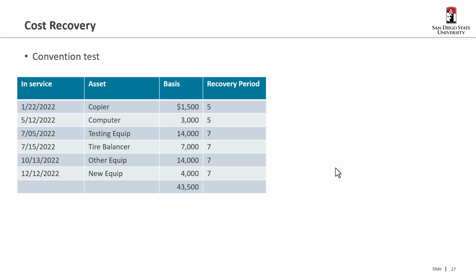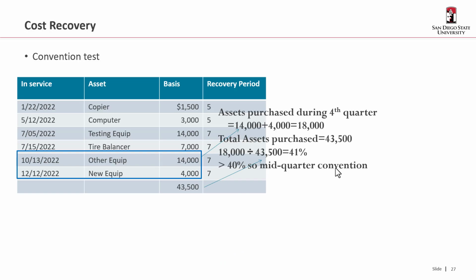So I've reorganized everything in the order in which it was placed in service so that we can isolate items placed in service in the fourth quarter. That would be the new item plus anything that was previously listed, which is the item in October. That's a total of 18,000. 18,000 divided by the total amount placed in service, which is 43.5, is 41%. And since that is greater than 40%, the mid-quarter convention applies. So now we at least know which tables we need to use.